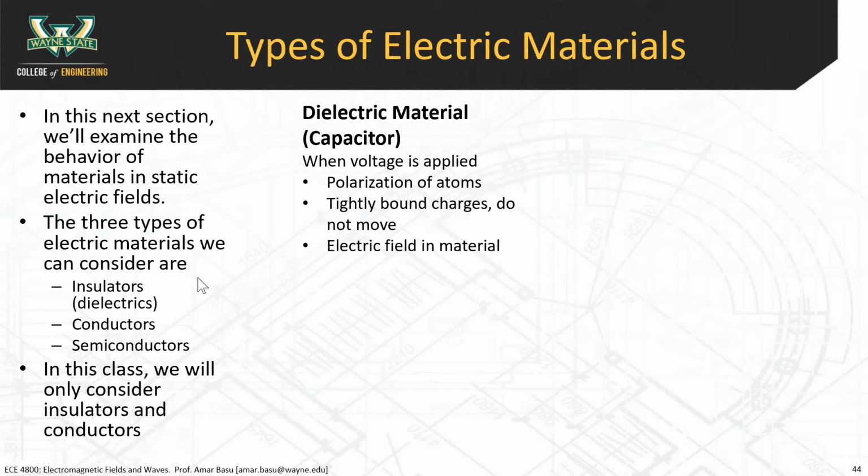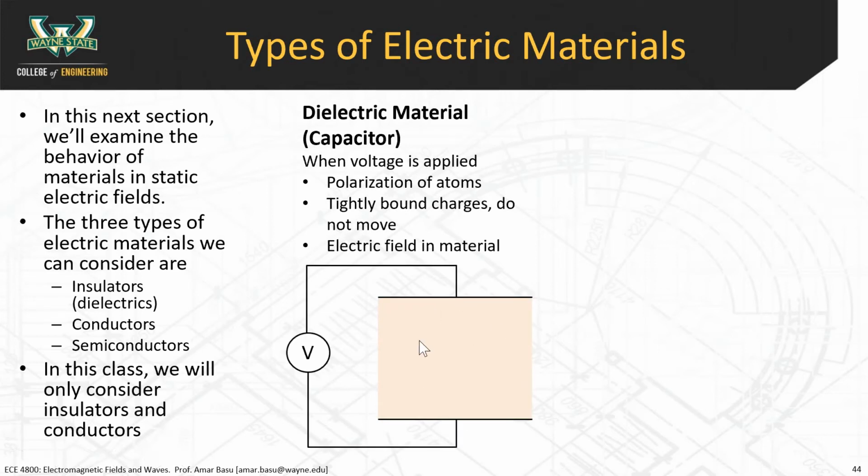All right, so let's start with the dielectric material. A dielectric material is often used in a capacitor. The two types of materials differ in what happens when a voltage is applied to them. So let's say we have just this dielectric material here, and we apply a voltage to it.